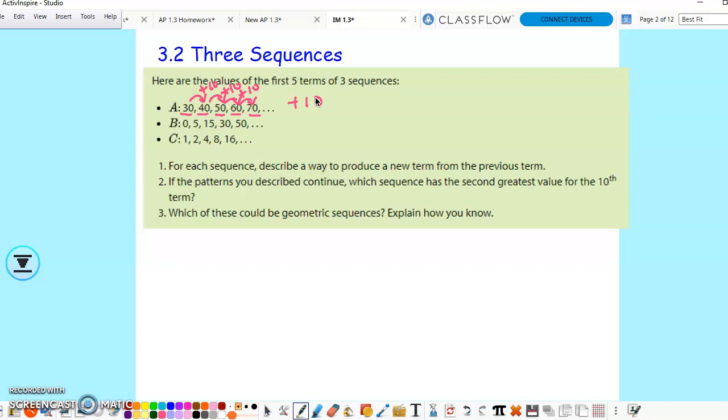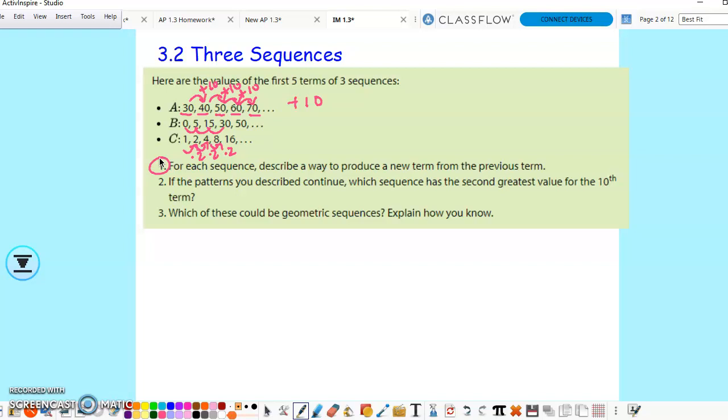In letter B, I'm adding 5, then I'm adding 10, then I'm adding 15. So I'm adding each time, but I'm not adding a constant. So that's going to be important. Letter C, multiply by 2, multiply by 2, and so forth. Okay. So that was for number 1. For each sequence, describe a way to produce a new term.